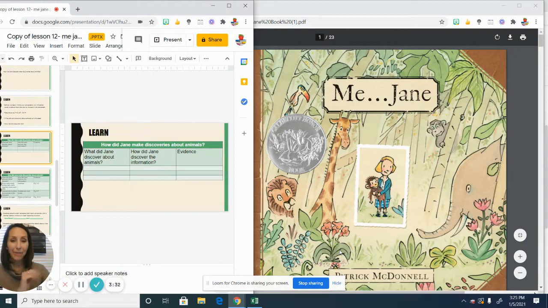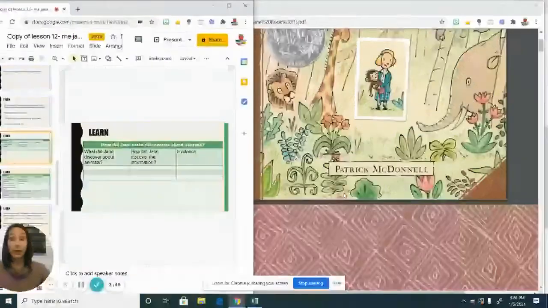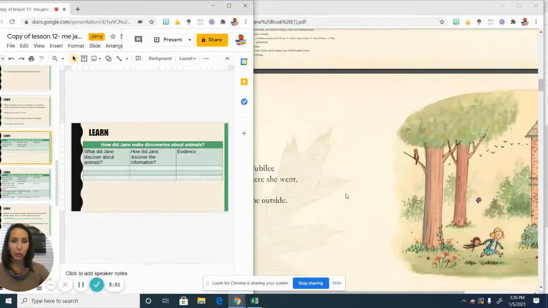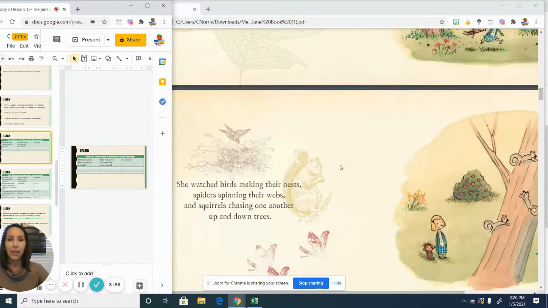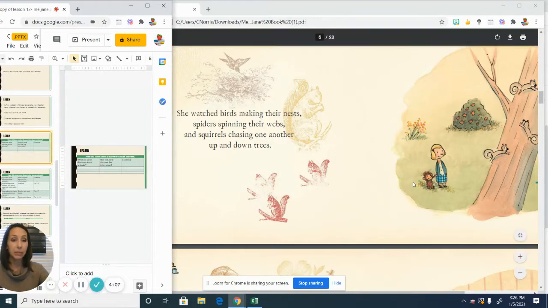Okay, so I have the book pulled up next to us, and let's look for somewhere in the book specific evidence of something she discovered about animals, and look for how she discovered that information. If we flip through, I'm thinking of one page to start. Let me move this over. Okay, there we go. On this page, it says, she watched birds making their nest, spiders spinning their webs, and squirrels chasing one another up and down trees. So this is a part where she's learning about animals.